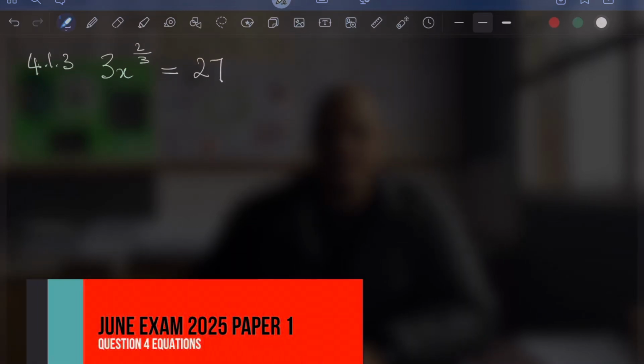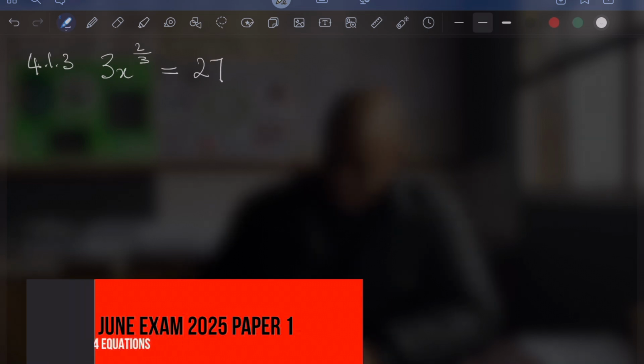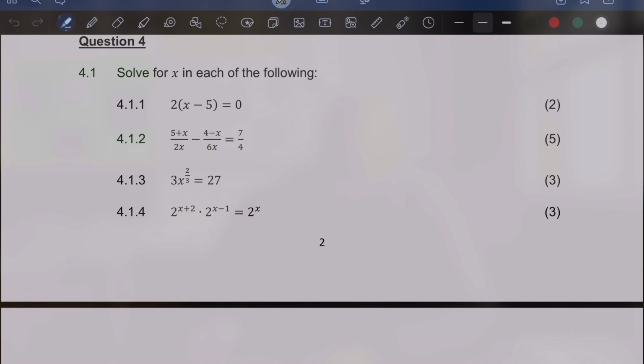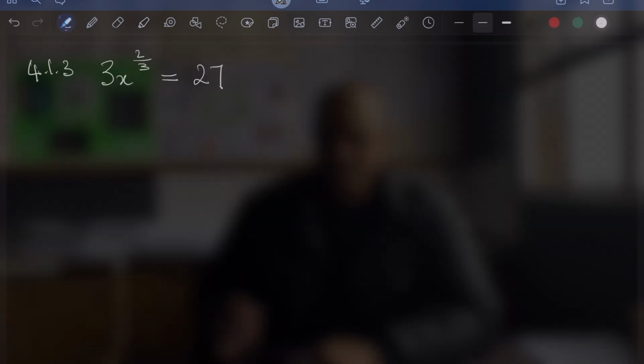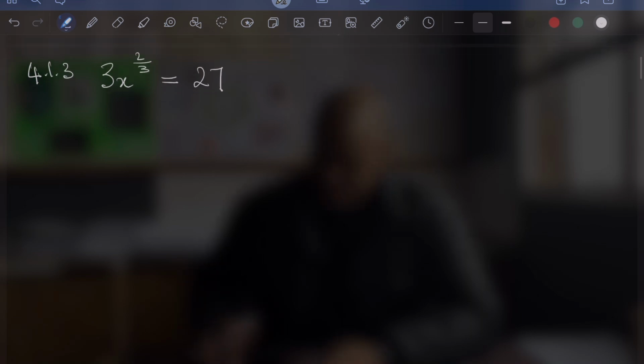Hi everyone, we are still busy with June exam 2025 paper 1, and we are about to continue with question 4.1.3. We are looking at question 4, which is equations: solve for x in each of the following, and we are now going to look at 4.1.3. This is a pretty straightforward equation, meaning it's not really intimidating.